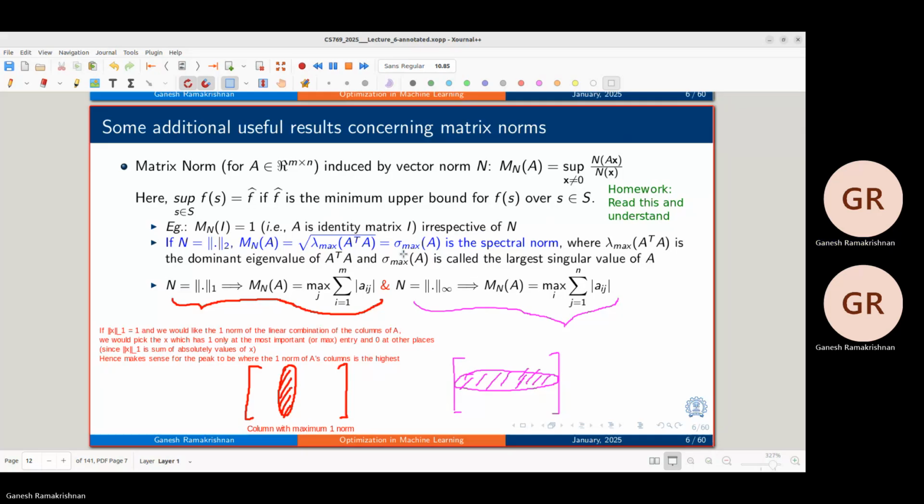Is the eigenvalue of A transpose A real? Yes, if A is real, it should be real valued.